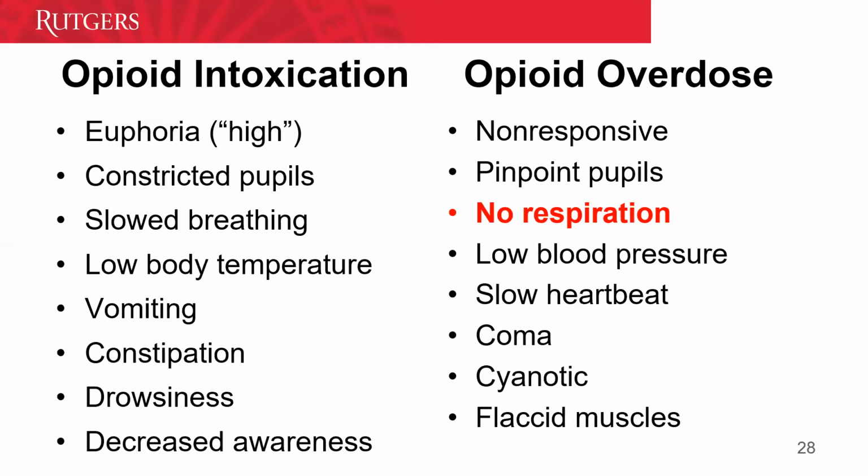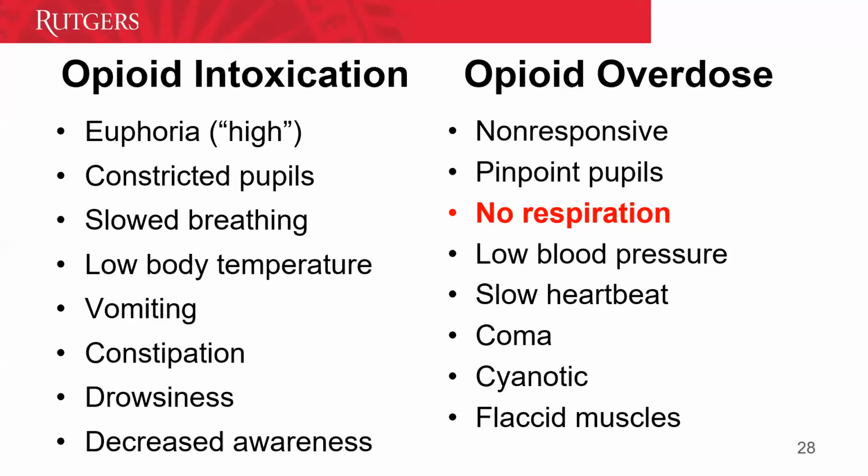So listed right here are some symptoms of opioid intoxication and overdose. So for opioid intoxication, you could see that you're going to have the classic euphoria, but then physiologically, you're also going to have constricted pupils, slowed breathing, lower body temperature, your GI system, your stomach is going to become upset, and you might experience vomiting and constipation and drowsiness. And then overdose, you see people becoming non-responsive, pinpoint pupils, instead of slowed breathing, you see no respiration, lowered blood pressure, slow heartbeat, coma. The person may become cyanotic due to not breathing, and their muscles will become flaccid.